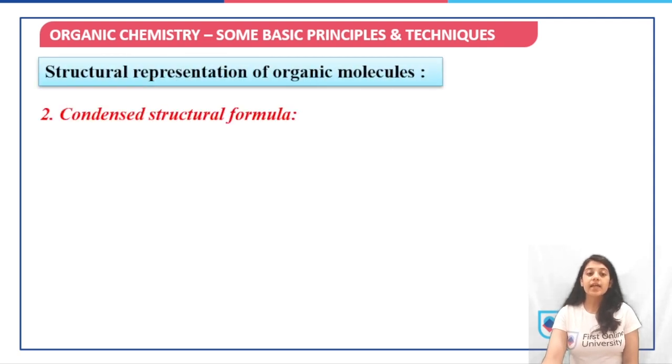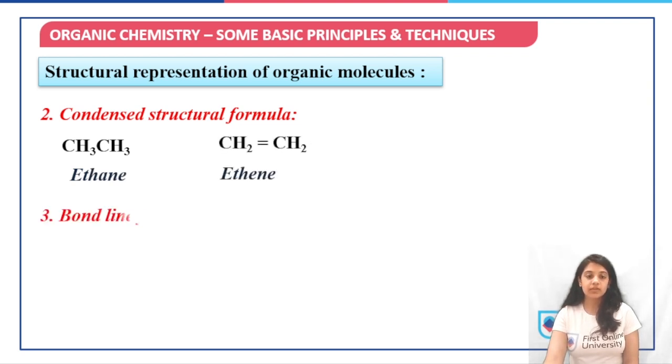Now let us look at the condensed structural formula. Condensed structural formula is CH3CH3 for ethane, CH2 double bond CH2 for ethene, similarly CH triple bond CH for ethyne. If I want to look at the bond line formula, now this is not something that is going to be directly asked from you. This is something that you are required to know, because in the question you will be given these condensed structural formula or even the bond line formula, and then you will be asked to solve something else, to find out something else. So there, if you do not have this basic knowledge, you will not be able to understand the question itself. Finding an answer is something beyond your imagination there.